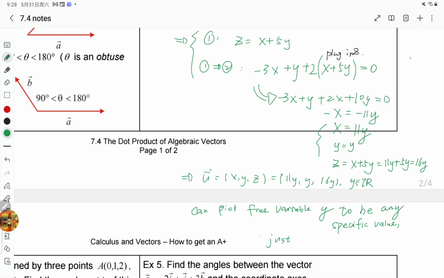You have 1 degree of freedom, because instead of solving for an exact, known value for x, y, z, you solve for x, y, z in terms of a free variable y: 11y, y, and 16y. So this is actually the answer for you, the solution set. It's not a specific solution, but a solution set, right? This is a solution set just because y is in R.